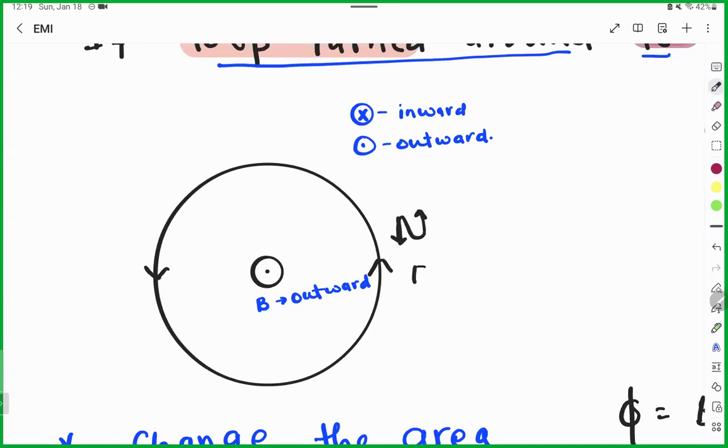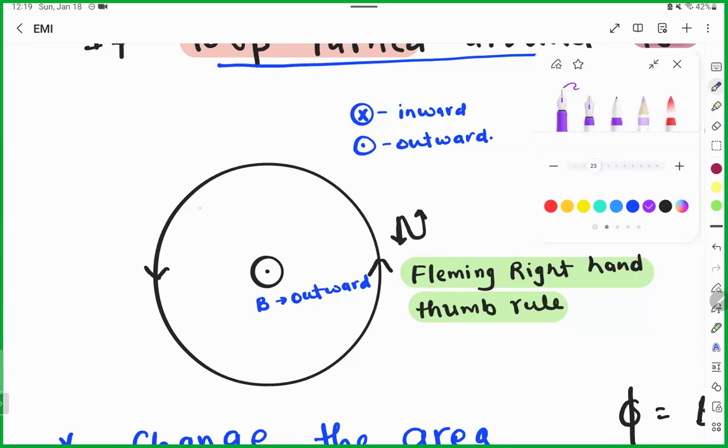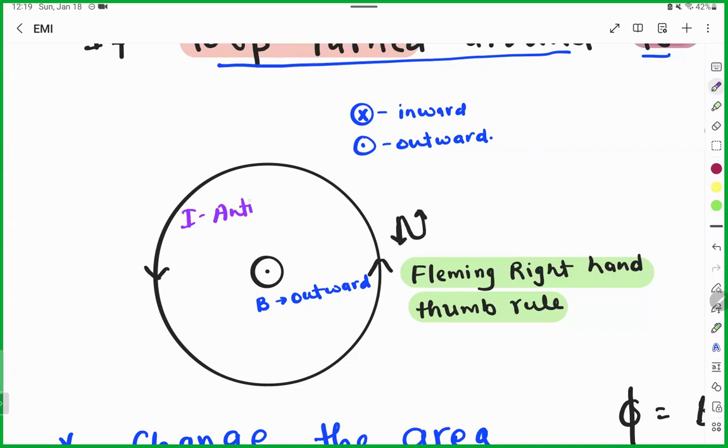Now use Fleming's right hand thumb rule. If your magnetic field is outward, Pratigya, what will be the direction of current using the right hand thumb rule? Thumb is toward you. What will be the direction of current? Use right hand. Clockwise. Anti-clockwise. Observe it again. Current will be anti-clockwise. And if your current is anti-clockwise, that's why it is the north pole, anti-clockwise current.